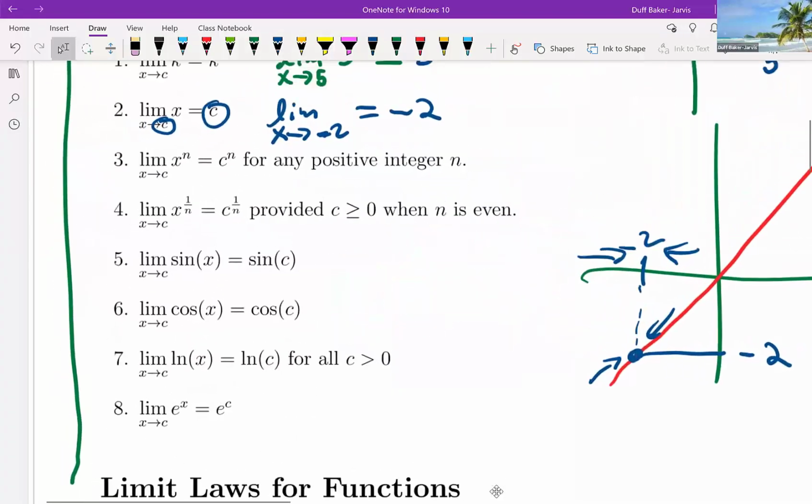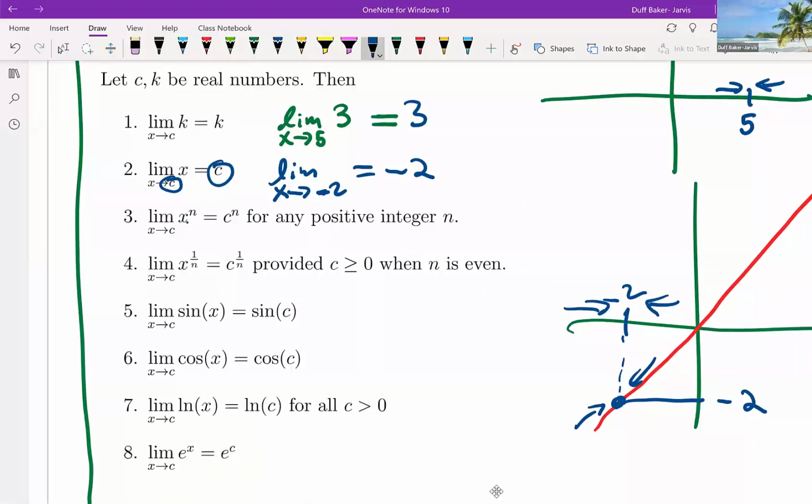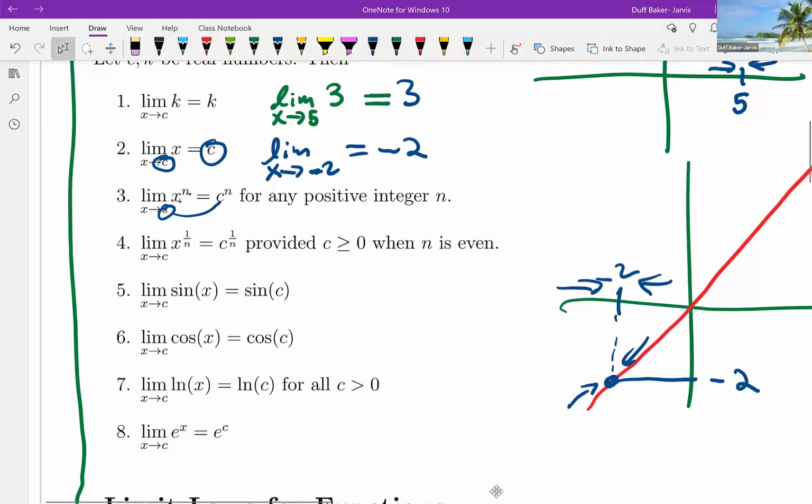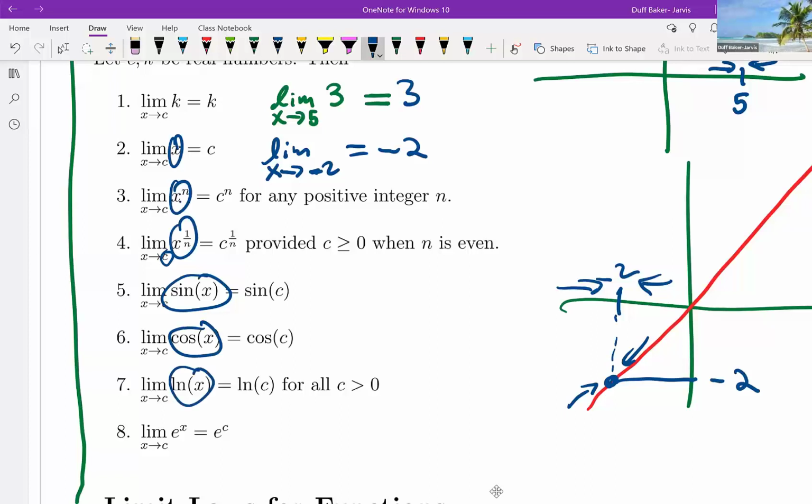If you look at, say, number 3, it says if I take the limit of x to the n at x equals c, I just end up with c to the n. Here I end up with c to the 1 over n. So what do you notice is like in common here? Does anybody see it? Like what's common between all these rules? Any ideas? Well, if you think about it, like if you look at all these functions and you just plug c into them, what do you get? If you plug c in for x, you get the right-hand sides, right?